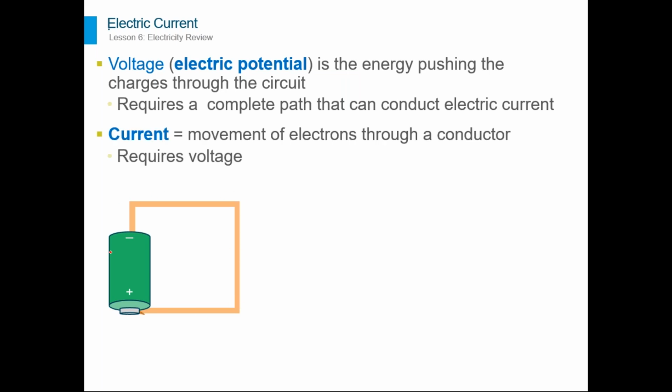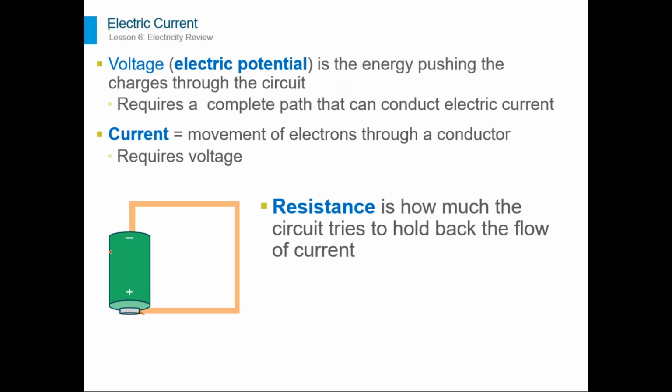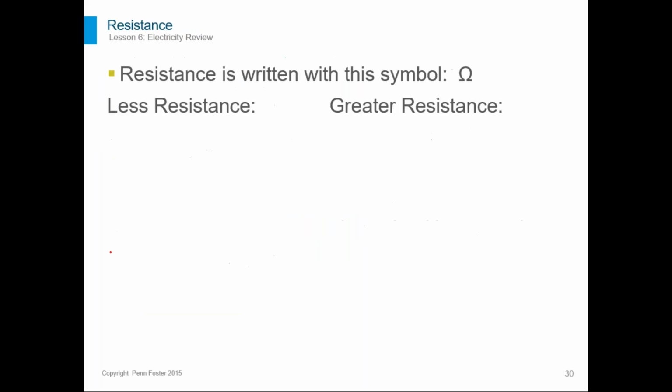We have current, which is the movement of electrons through a conductor, and again it requires a voltage to happen, and resistance. Resistance is how much the circuit tries to hold back the flow of current. So these three quantities are going to be really important when studying circuits. And the more stuff that you add to the circuit, the higher the resistance gets. We could have things like light bulbs, we could have these little squiggly resistors. Those are all going to add to resistance.